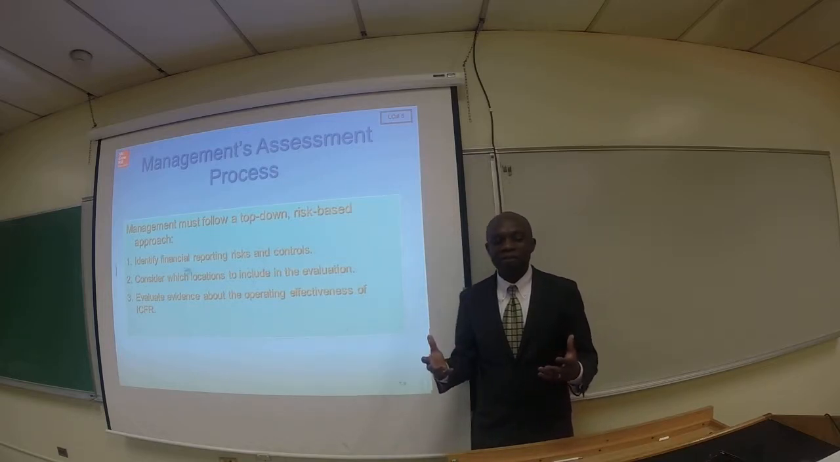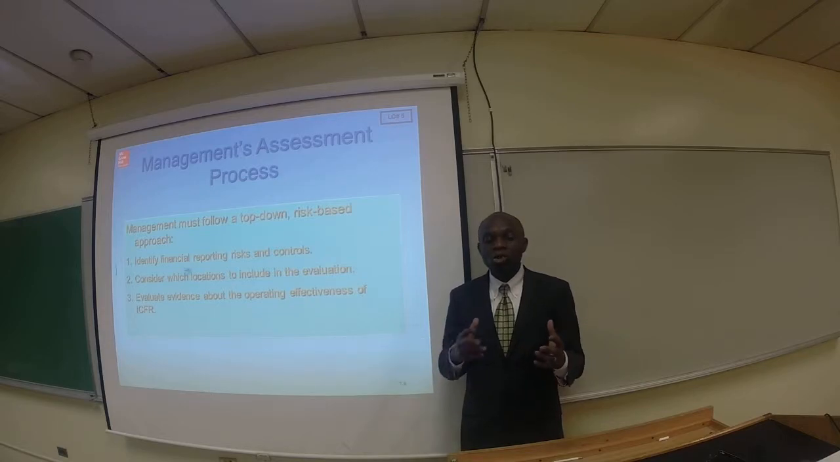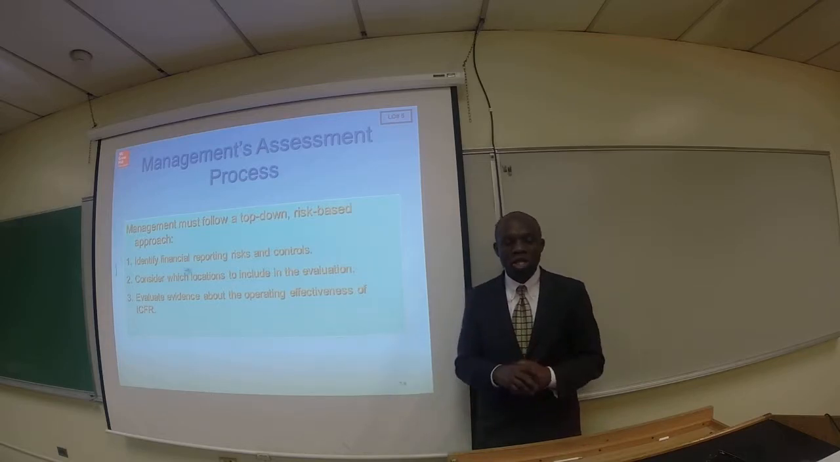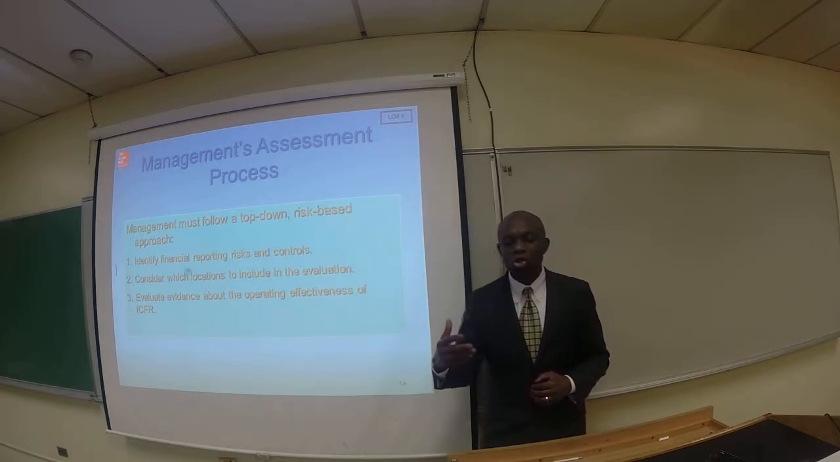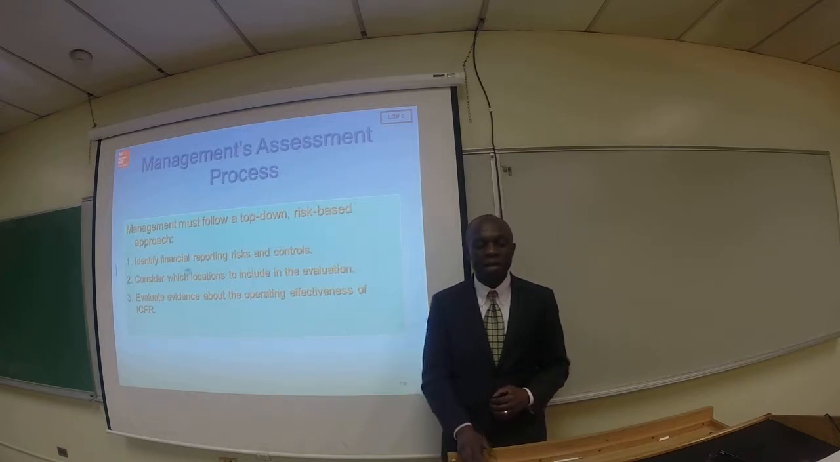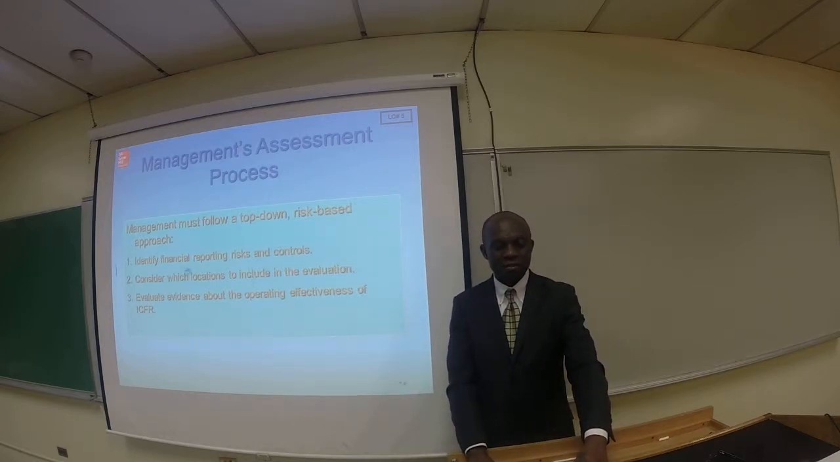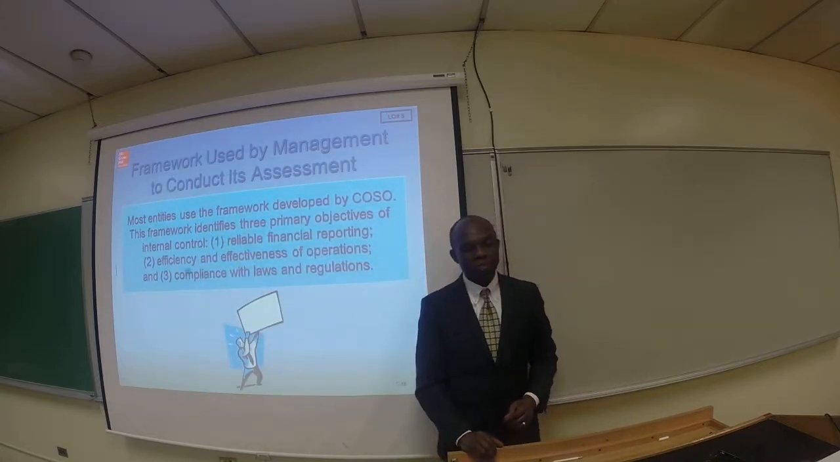We are going to talk about this in a minute. So management will identify financial reporting risks and controls. So what are those risks? What are those controls? They will consider which locations to include in the evaluation, and they will also evaluate evidence about the operating effectiveness of internal control over financial reporting.